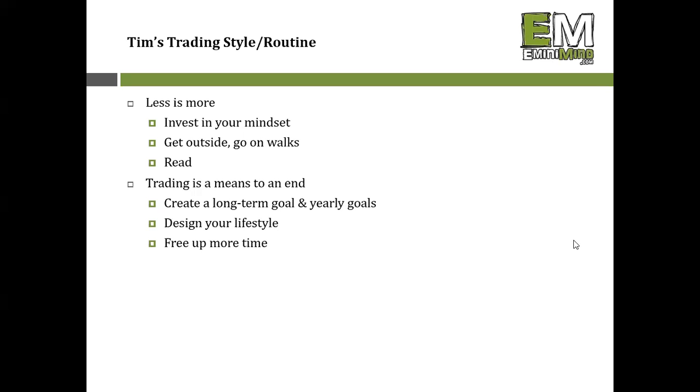So things like designing your lifestyle to free up more time and whatnot, those are all good things to reduce stress so that you can be very focused in your trading. If you've got 4 or 5 kids and your house is just complete chaos, it's going to be a little more challenging to be focused and trade in the morning every day, depending on what time zone you're in.